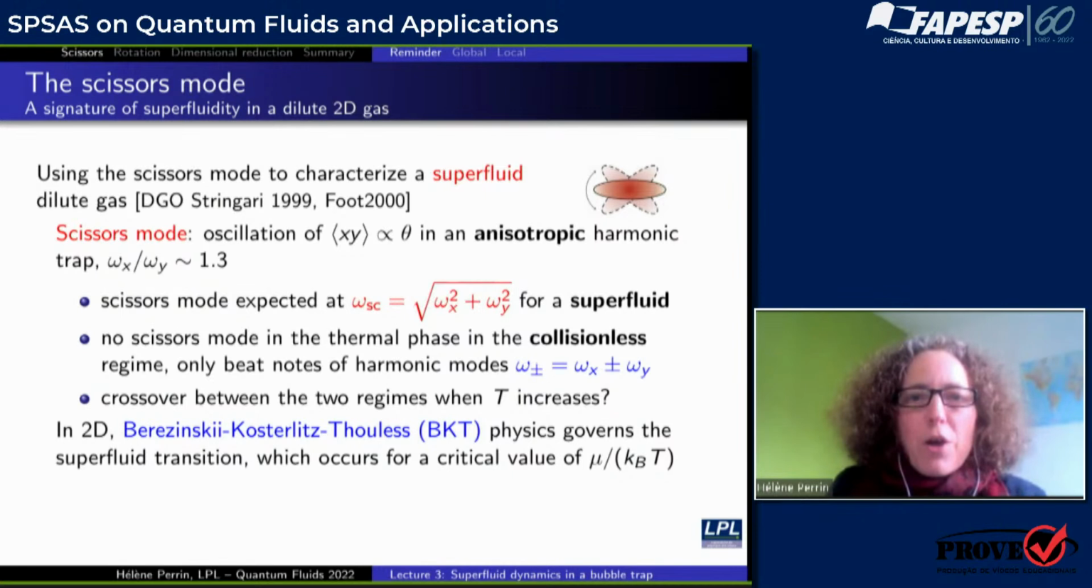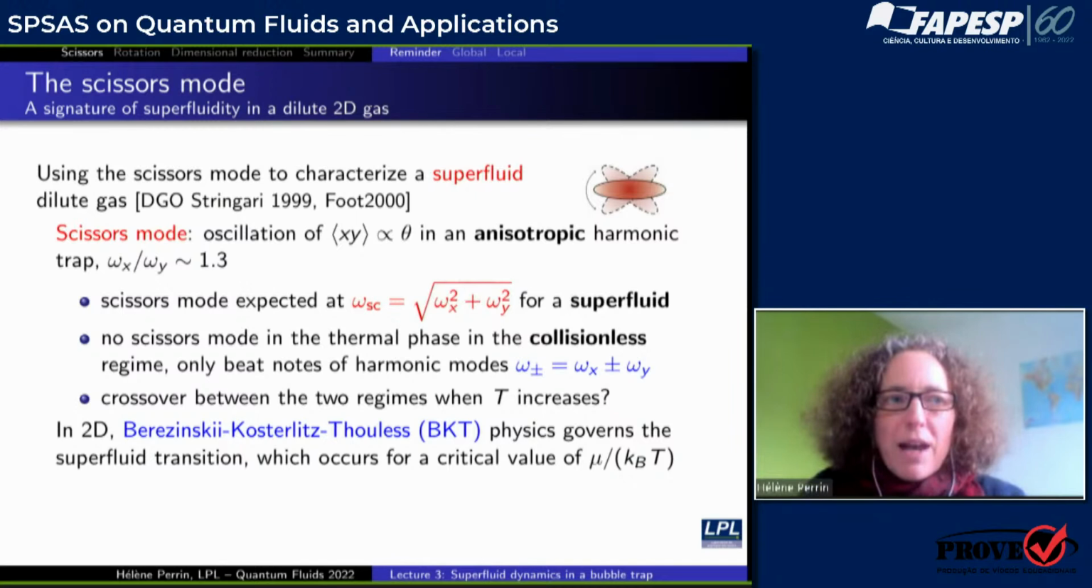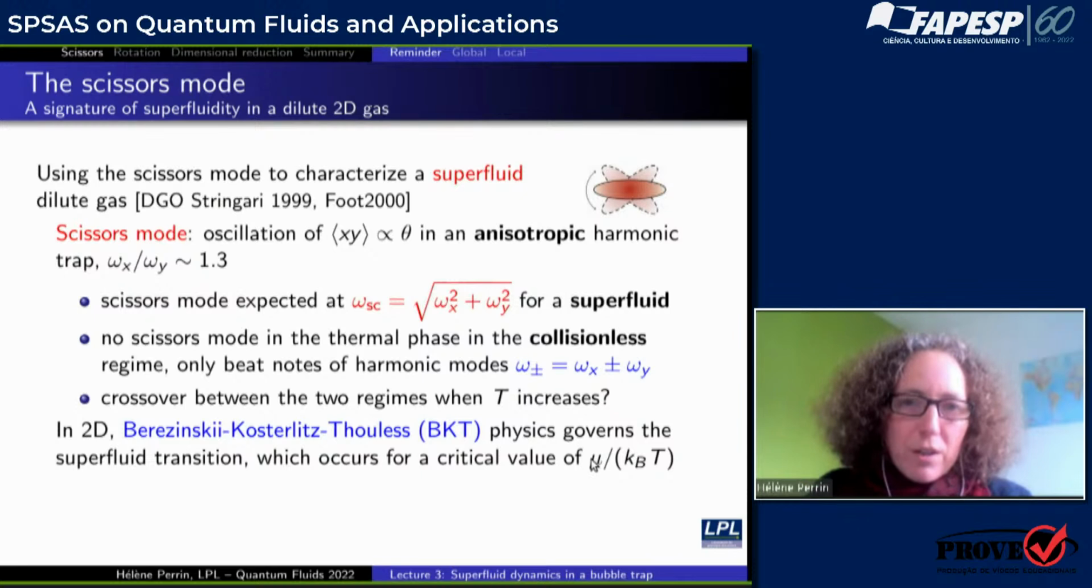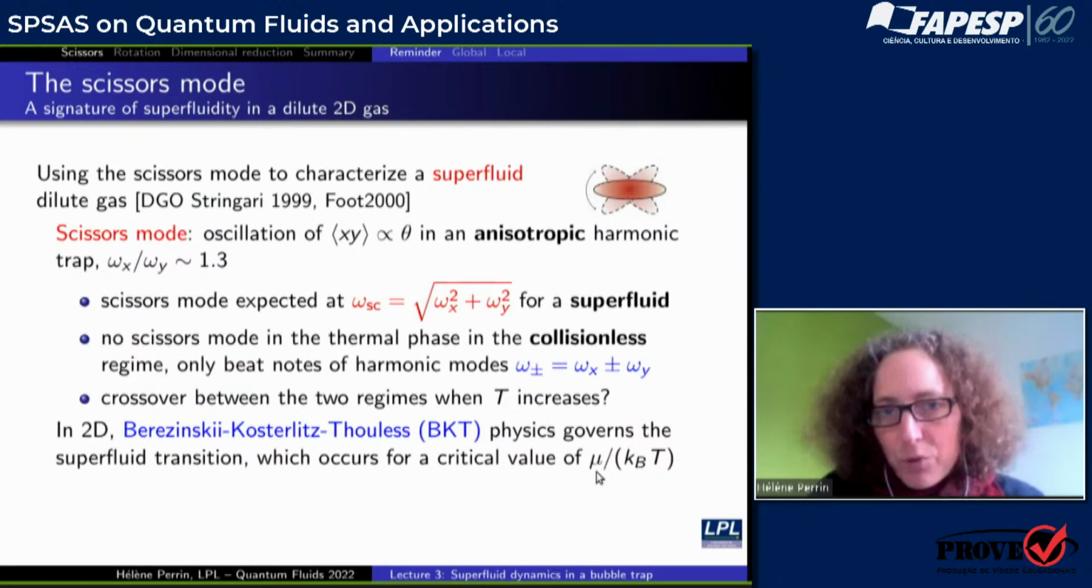So I will not enter into detail, but what you have to understand is that there is a superfluid transition at some temperature. And to be more precise, the correct quantity that sets the transition is the ratio between the chemical potential and the temperature. Because of 2D scaling properties, in fact, it depends only on the ratio of mu divided by T, and not independently on chemical potential and temperature.